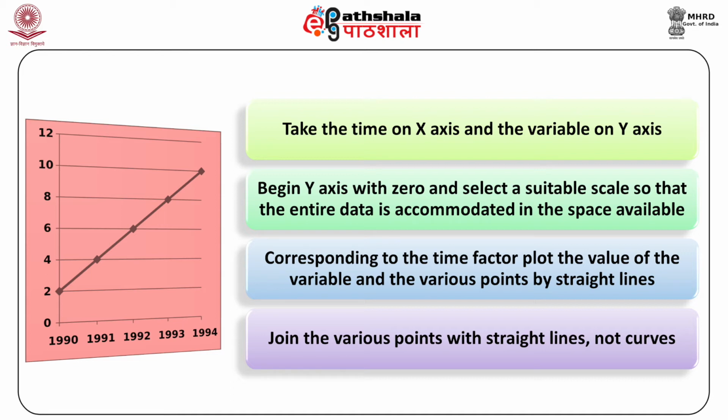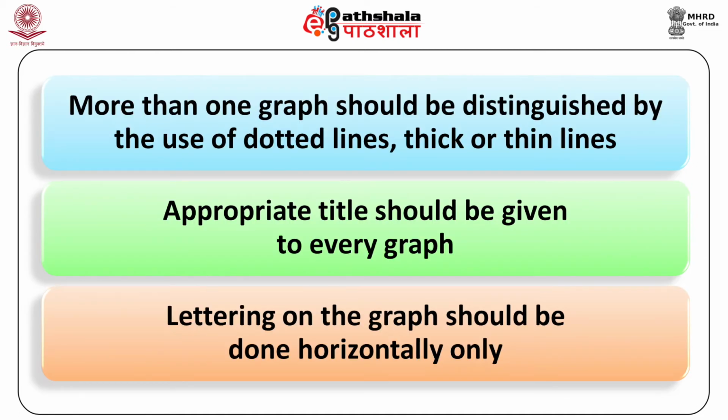Corresponding to the time factor, plot the value of the variable and the various points by straight lines. Join the various points with straight lines and not curves. More than one graph should be distinguished by the use of dotted lines, thick or thin lines, or so on. Appropriate titles should be given to every graph, and lettering on the graph should be done horizontally only.